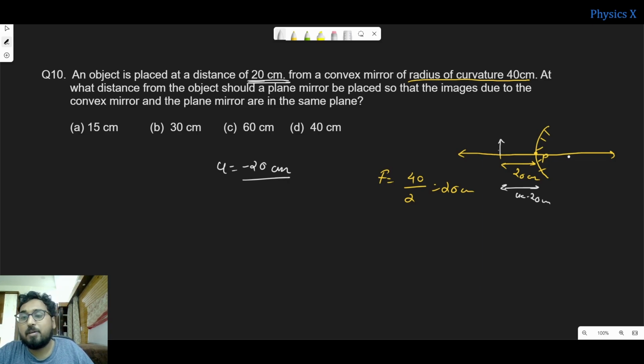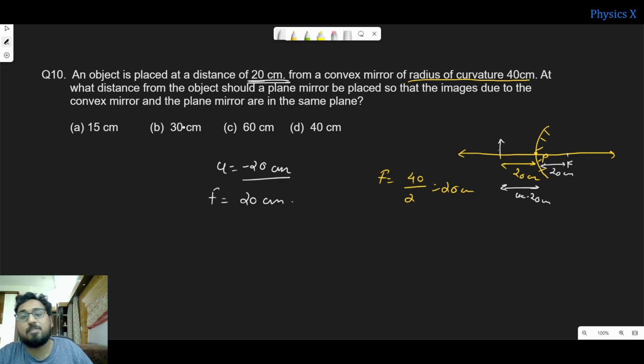Now, obviously, I will mark the focus point here. So this will be your, let us say, 20 centimeter. Now focal length is positive in case of a convex mirror, right? Now at what distance should a plane mirror be placed so that the images due to the convex mirror and the plane mirror are in the same plane?